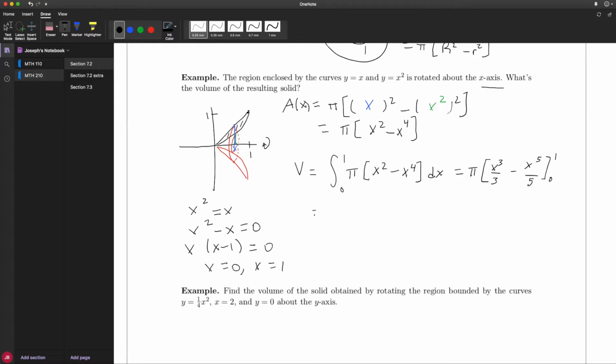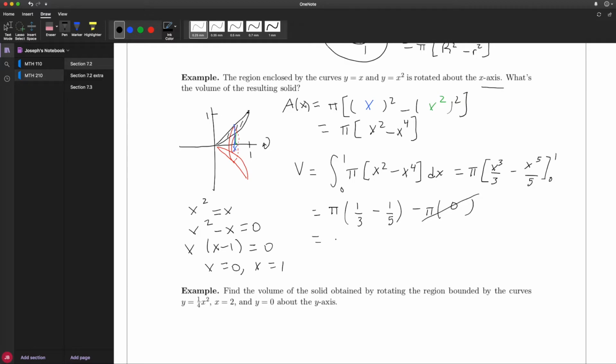And now just plugging in 1, we get pi. 1 cubed over 3, I think, is 1/3. And 1 to the 5th over 5 is 1/5. Minus pi times parentheses. And now if you plug in 0, you just get 0 everywhere. So I think we can see that that last part is 0.